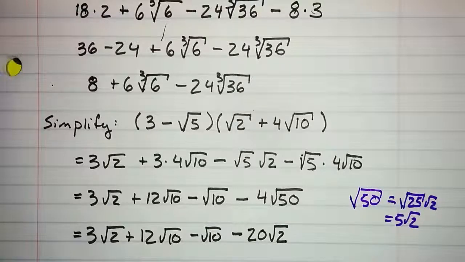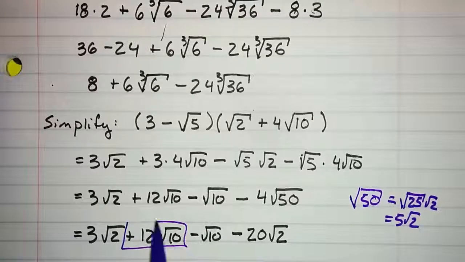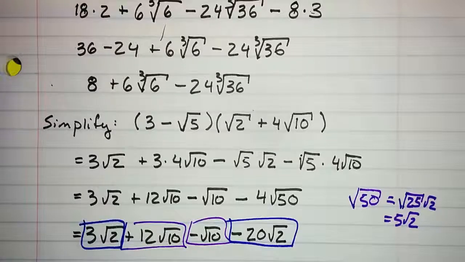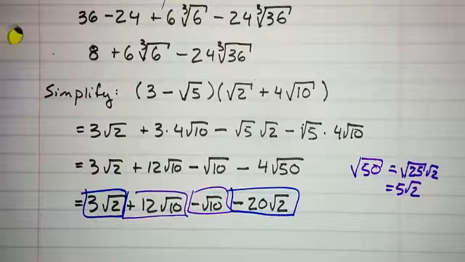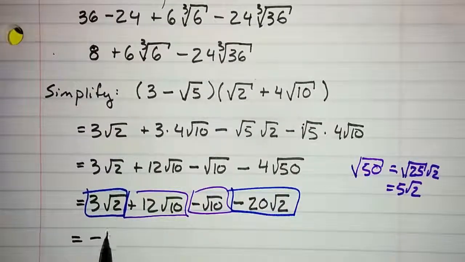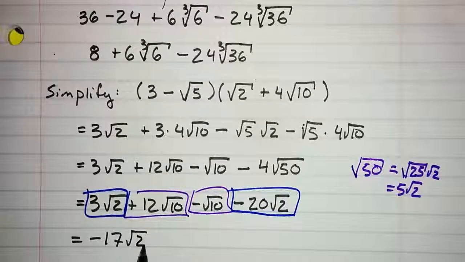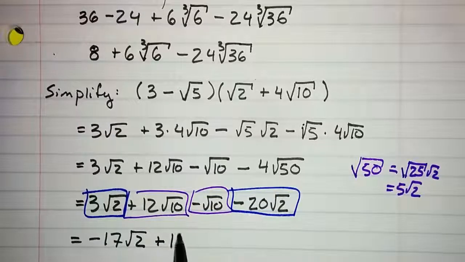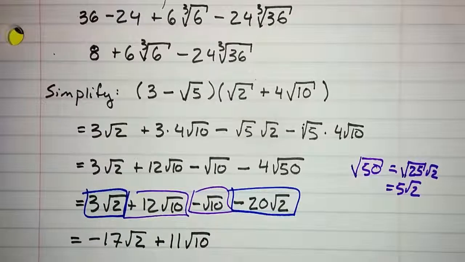So I see I have two pairs of like radicals. This pair and this pair. Let's see. 3 root 2 minus 20 root 2. That'll be negative 17 root 2. 12 root 10 minus root 10. That's 11 root 10. And this is my final answer.